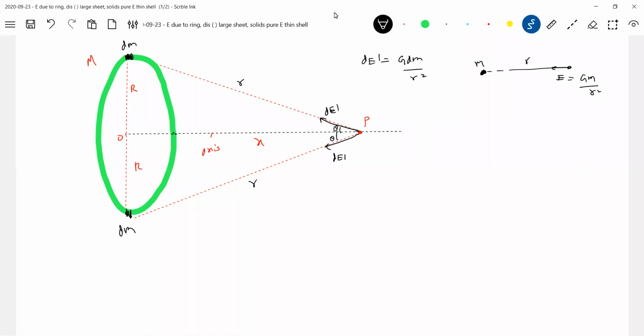Then what is the net field? I think the y components will cancel. Now you can ask, sir, for a rod you assumed one element, so why did you bring two elements? The simplest approach is this: about the point where you are finding the field, if the mass is distributed symmetrically. Sir, what do you mean by symmetrically? It means any point you take on the ring will be at the same distance from point P.